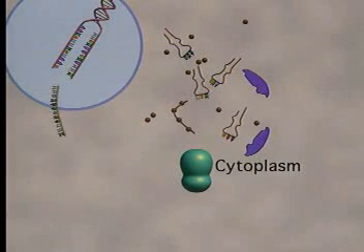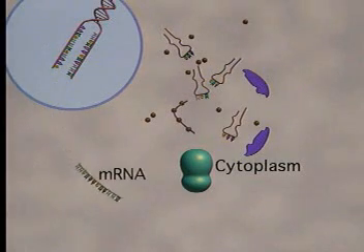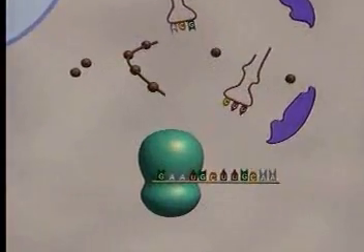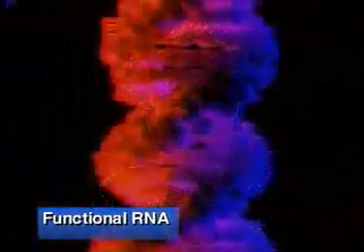The newly formed mRNA strand, the messenger RNA, that's just been formed from transcription, migrates from the nucleus to the cytoplasm. But it's not quite ready yet. What do you mean it's not ready? There are 2 forms of messenger RNA, a premature form and a fully functional form.